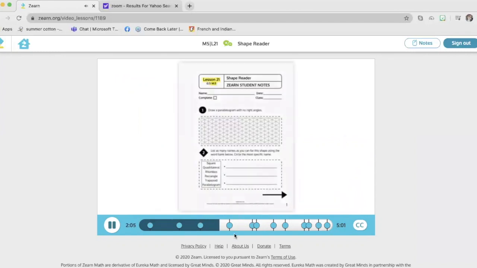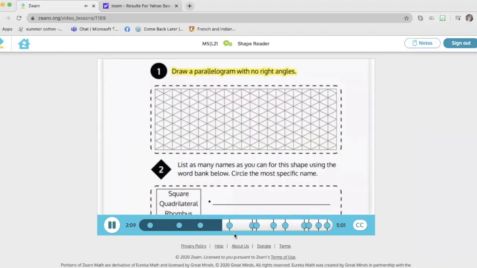Today, we're doing Mission 5, Lesson 21. We'll draw a parallelogram with no right angles. But before we draw, let's think. What attributes do we need to include when we draw a parallelogram?